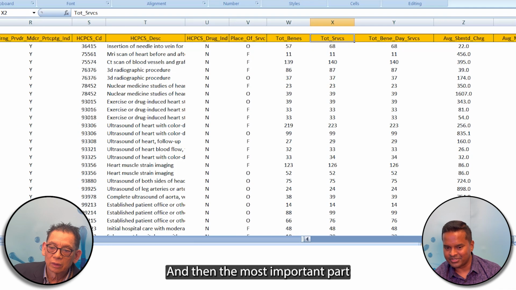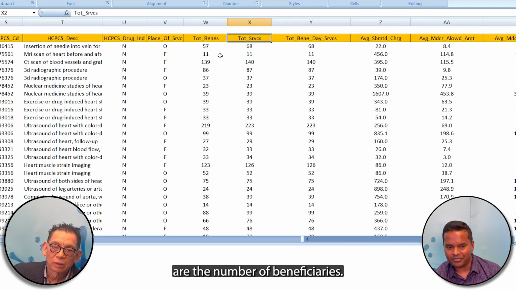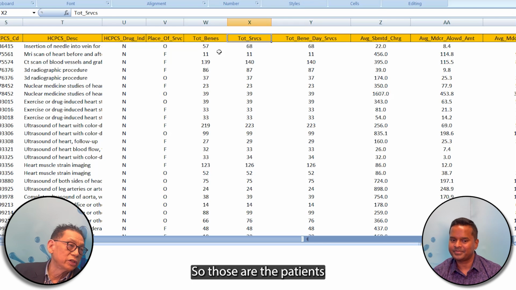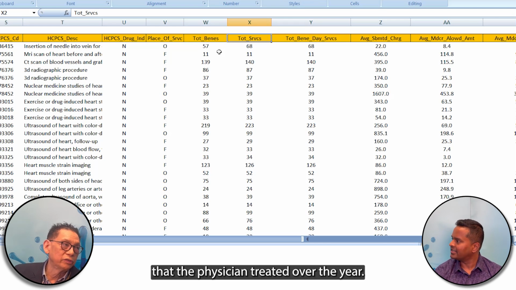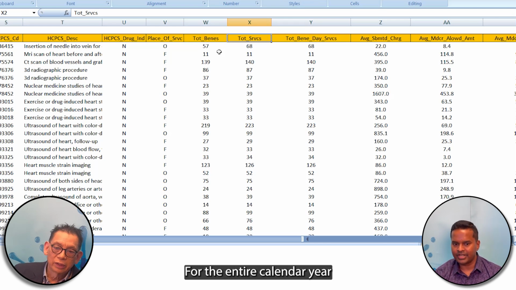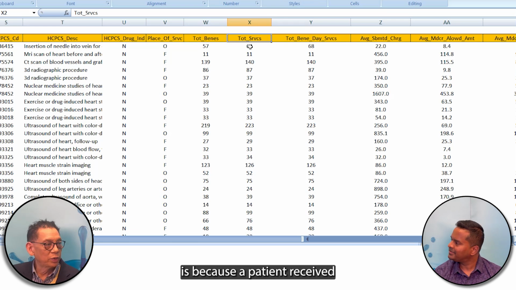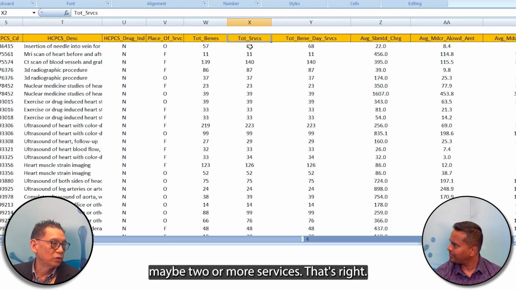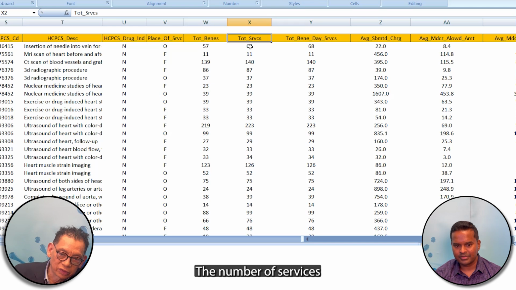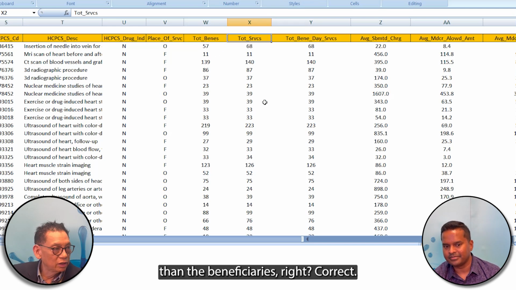And then the most important part is the number of beneficiaries. Those are the patients that the physician treated over the year, for the entire calendar year. And then how many services they gave. A patient may have received two or more services, so the number of services would always be higher than the beneficiaries.